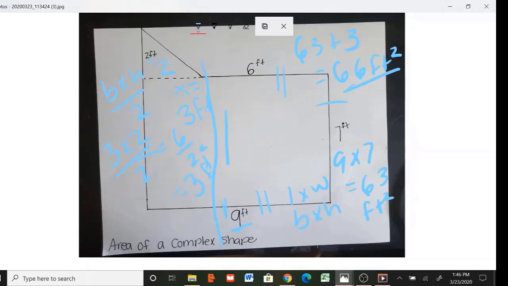All right, so I'm going to give you guys a worksheet to work on to practice finding the area of different shapes. Thank you.